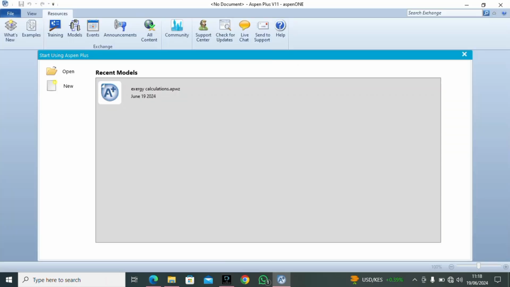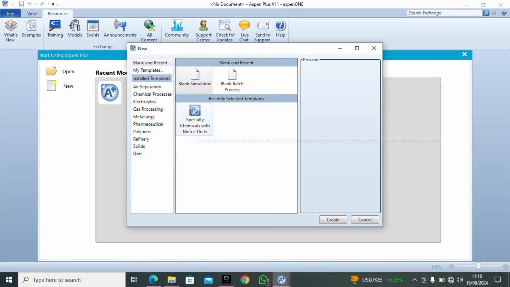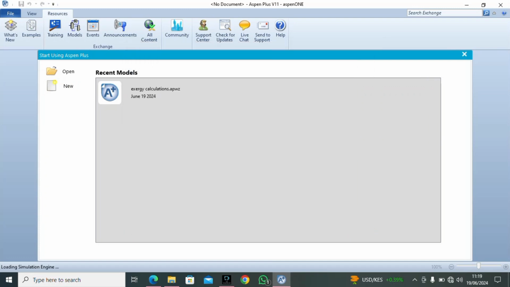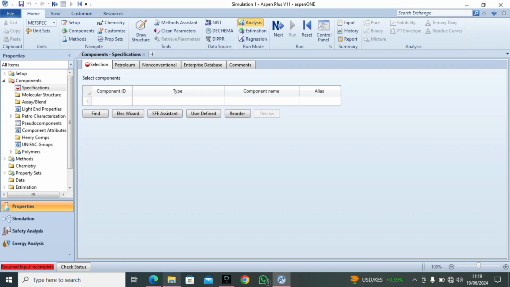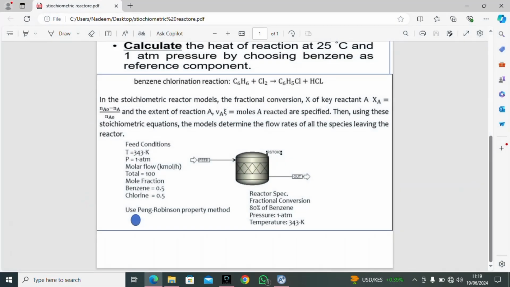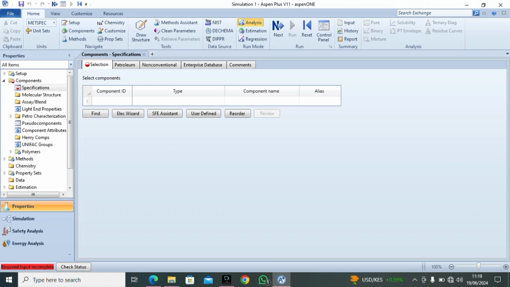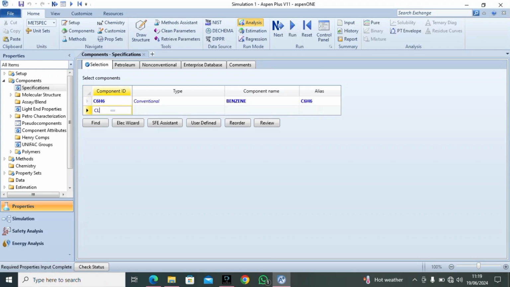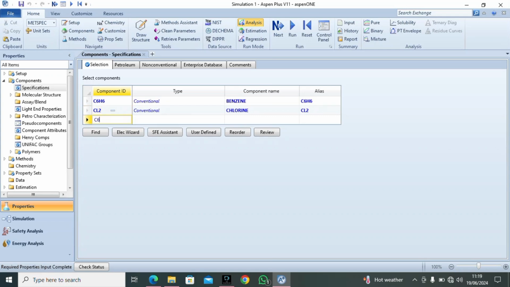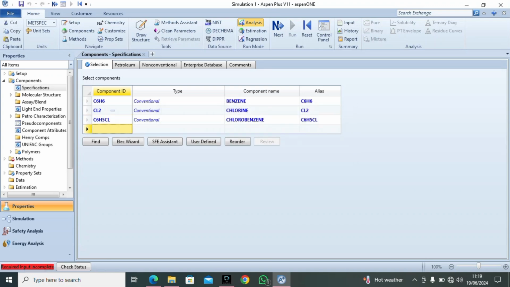Now we do our simulation of a stoichiometric reactor. Click on new, and click on specialty chemicals with metric units. So we know about our components: benzene, chlorine, chlorobenzene, and hydrogen chloride. Add these four components: benzene C6H6, Cl2, C6H5Cl, and HCl. Then click on next.